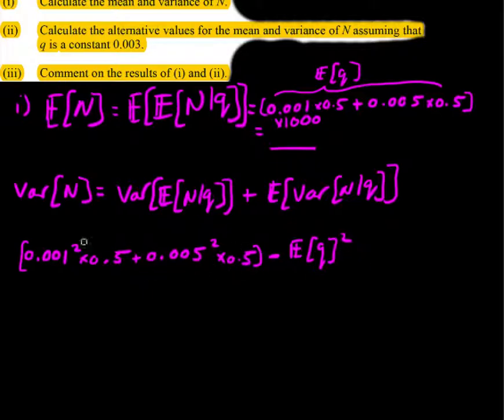Then once we have that, then we can times that whole bit by 1,000 squared, because we're trying to find the variance of N. These are the aggregate claims, and when we've got a variance, sorry, this is the number of policies written. When we've got a variance, we square it. We can't just multiply it by 1,000 like we did here. So that's the first bit, and the second bit is saying the expectation of the variance of N given Q.